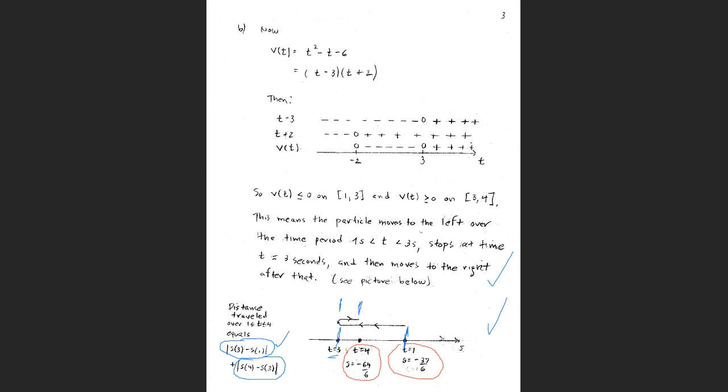Okay, so how can we find the displacement? Well, here's how we do it. I'm sorry, how do we find the distance traveled? Here's how we do it. The distance traveled from time equals 1 to 4 seconds is going to be the definite integral from 1 to 4 seconds of the absolute value of the velocity.